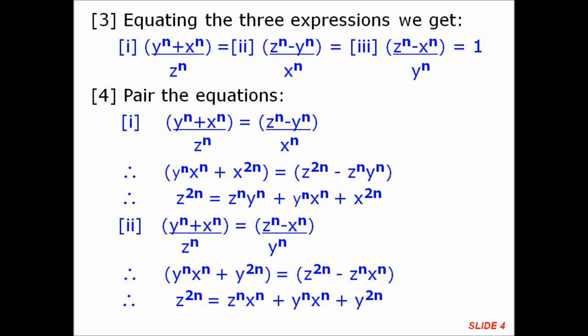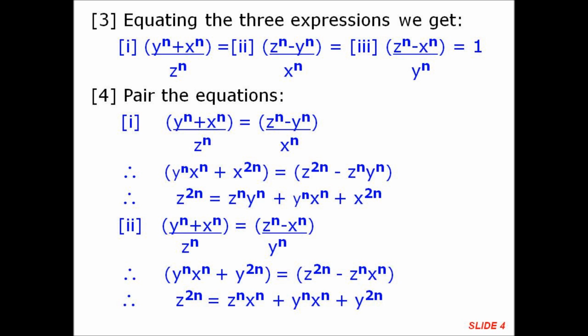Y to the n plus x to the n divided by z to the n equals 2. Z to the n minus y to the n divided by x to the n equals 3. Z to the n minus x to the n divided by y to the n, and all equal to 1. Pair the equations and simplify. We will then end up with three quadruples.